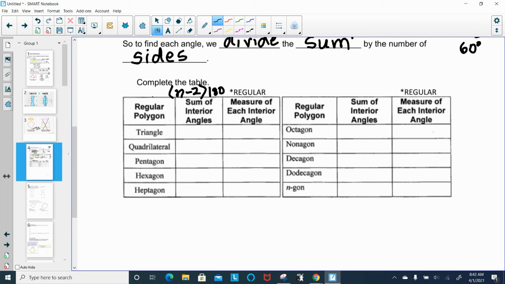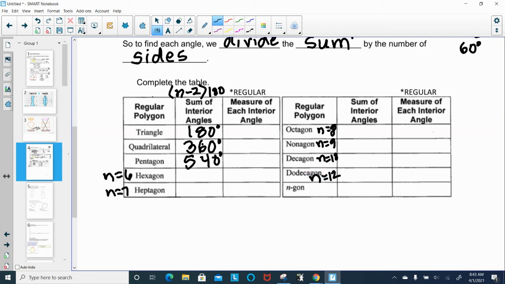Now, before we do that, we know what the triangle is. We're going to put that here. We know what the quadrilateral is. That's the one that we did. We know what the pentagon is. We know what those all are. But let's talk about how many sides a hexagon has. And a heptagon and an octagon, that's 8. A nonagon is 9. A decagon is 10. And then a dodecagon is 12.